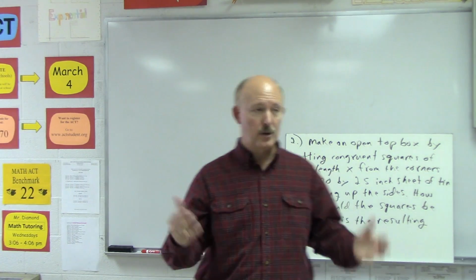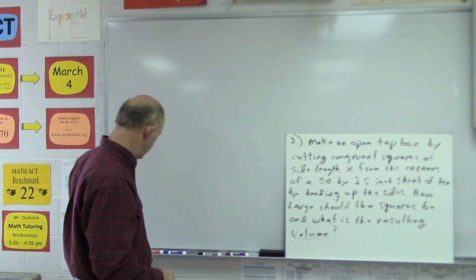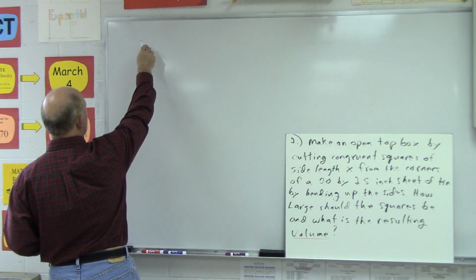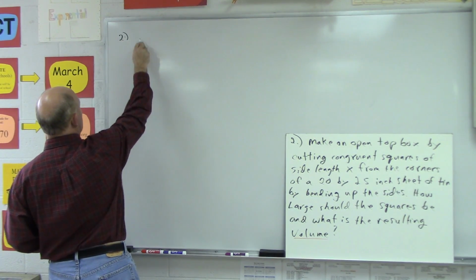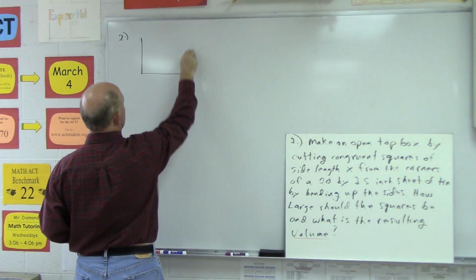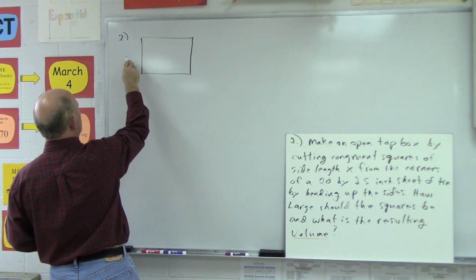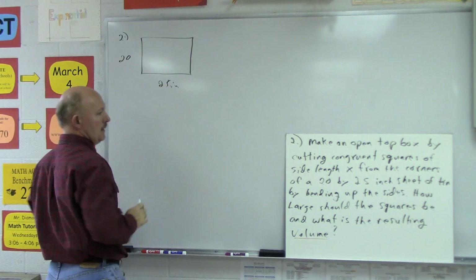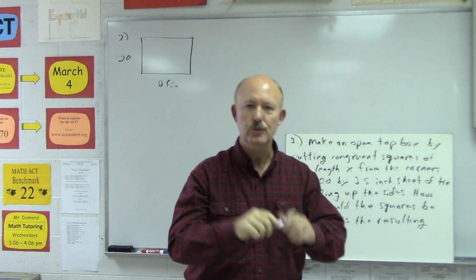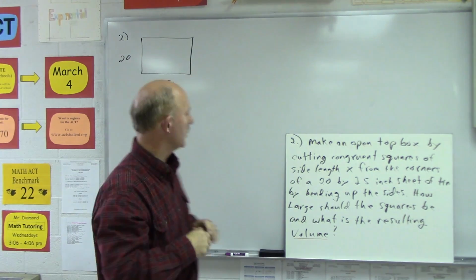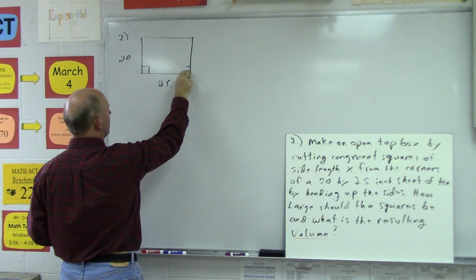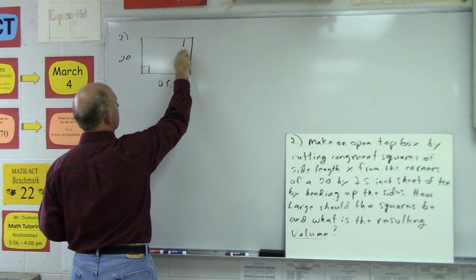So to start us off, let's always start off with a diagram. Let's see what we got here. You've got a piece of tin, 20 by 25 inches. So problem number 2, a piece of tin, 20 by 25 inches. Now it says we're going to cut congruent squares out of each corner. So like this, congruent squares out of each corner.